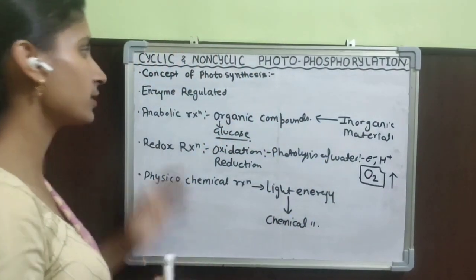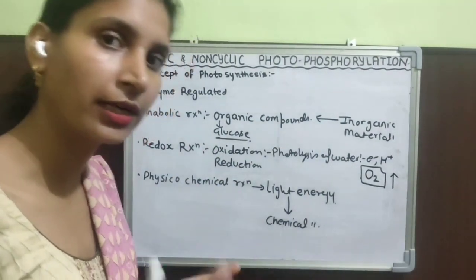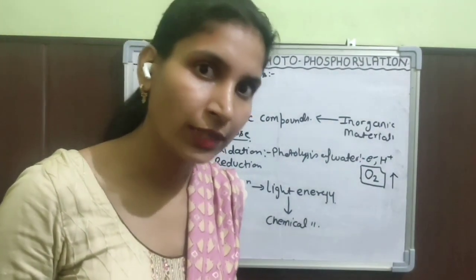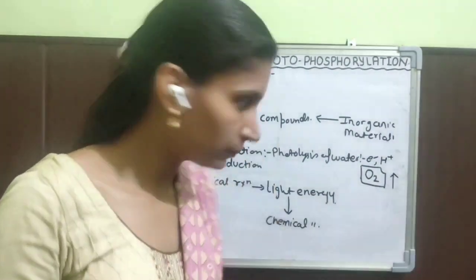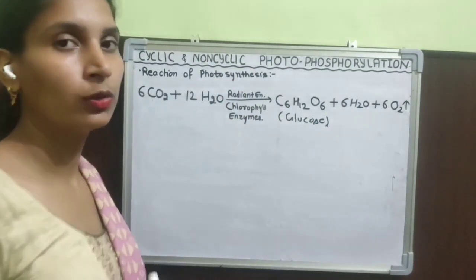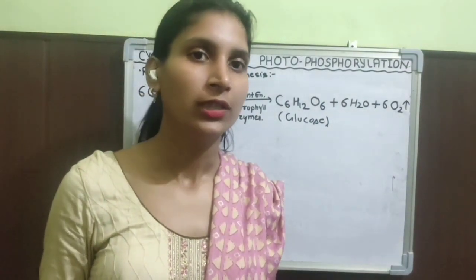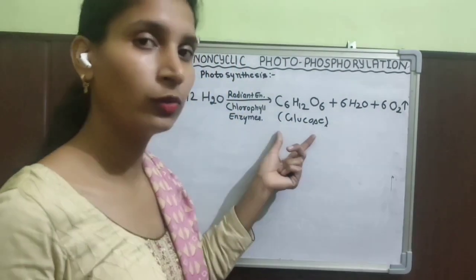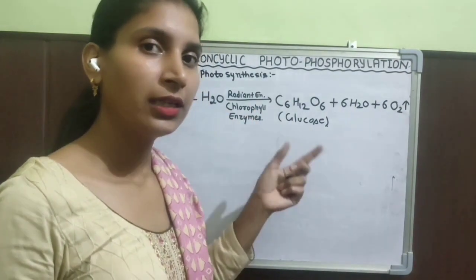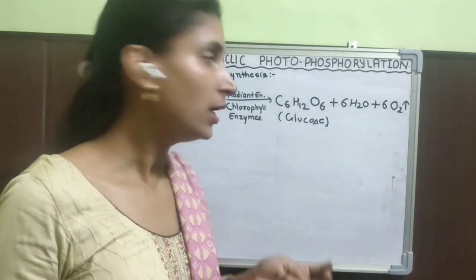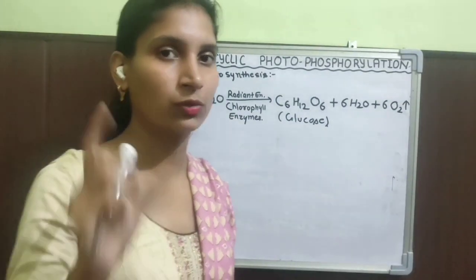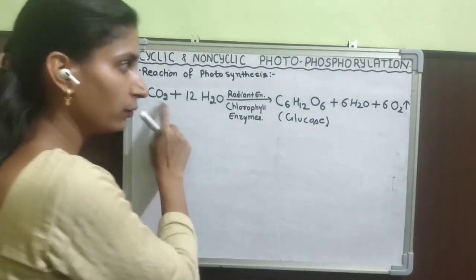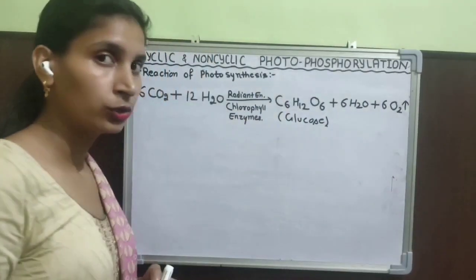So overall, photosynthesis is an enzyme regulated anabolic redox and physico-chemical reaction which is performed in the presence of sunlight to produce some organic compound. In this reaction, 6 molecules of carbon dioxide and 12 molecules of water get trapped into the photosystem and produce a single molecule of glucose in the presence of sunlight, in the presence of some enzymes, and due to a pigment called chlorophyll, which is found in the chloroplast.